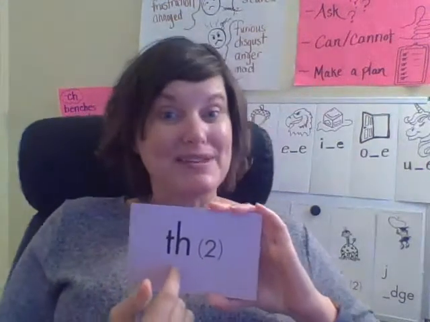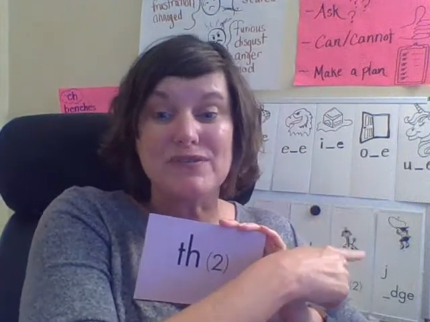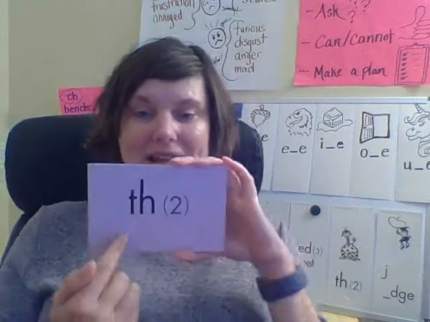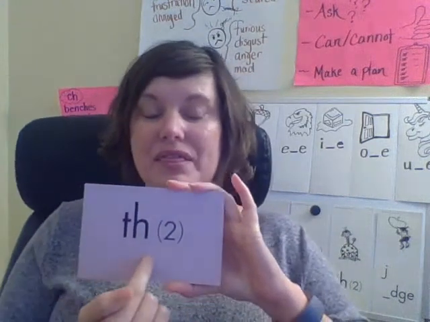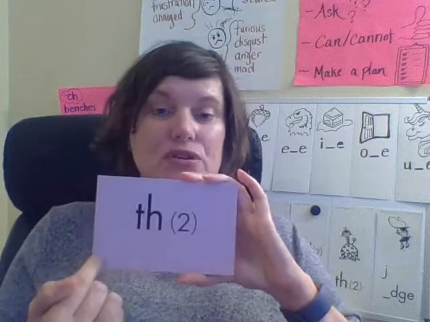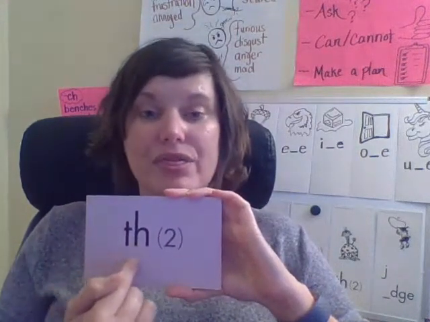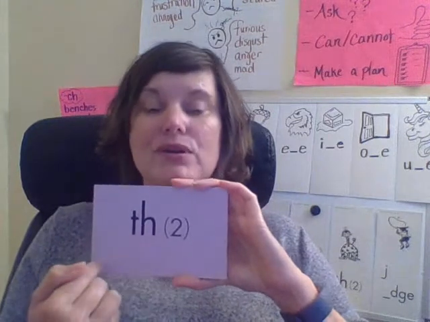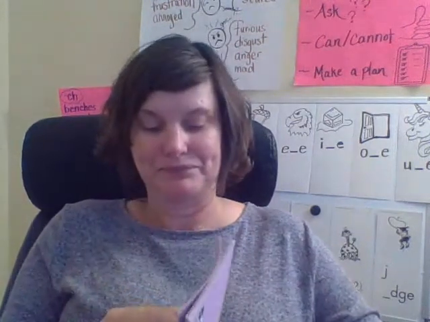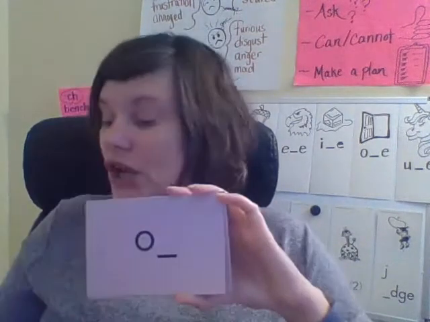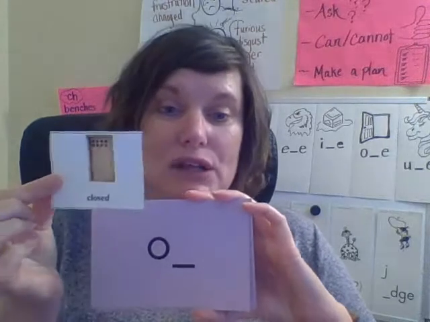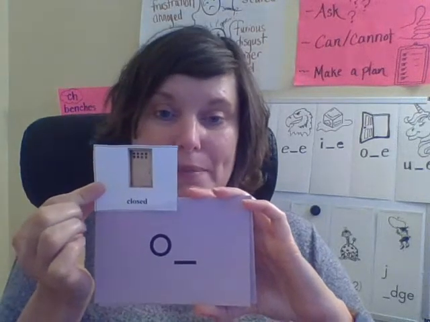Okay, remember this digraph can actually make two different sounds. First sound, together, your turn. Good. Second sound it can make is together, your turn. Good. Okay, remember, this is a closed syllable type, okay?